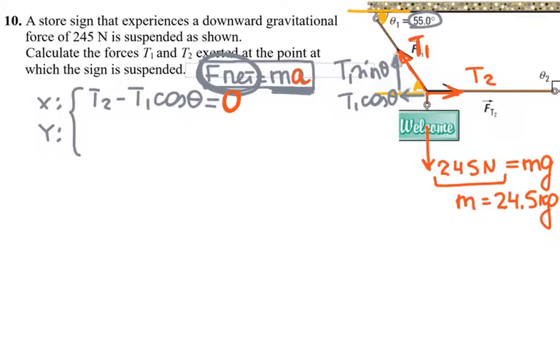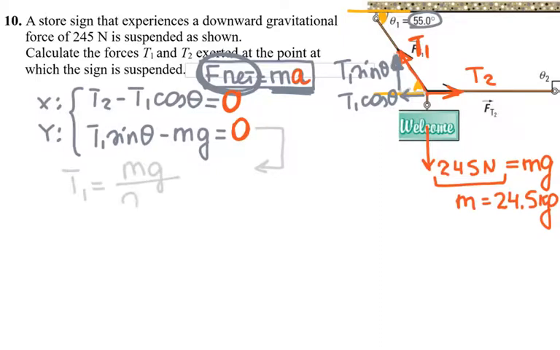Now on the y-axis, I have two forces as well. One is pointing up, which is T1 sine theta, and the other one is pointing down, 245 newtons. So I'm going to choose my direction, and it's up to you what direction you want to choose, positive, it doesn't matter. So my direction, positive, is going to be up. Then I have T1 sine theta, and mg is negative, so minus mg. And again, it's equals to 0 because there is no acceleration in this case. So now I can solve for T1 first. My T1 is equal to, which is easy, mg divided by sine 55.